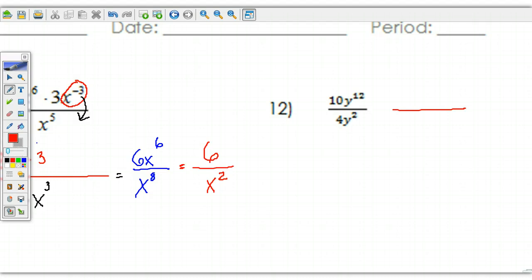Number 12, here we have the fraction 10 over 4, and then y to the 12th over y squared. So with the y's, it's pretty simple there. We do 12 minus 2 and get 10, and we know that that goes right on top because there's more y's on top. And then we think about the fraction 10 over 4. We can divide both of those by 2 since they're even, and we get 5 over 2. And that goes right into our fraction as well. So that's the final answer for number 12.